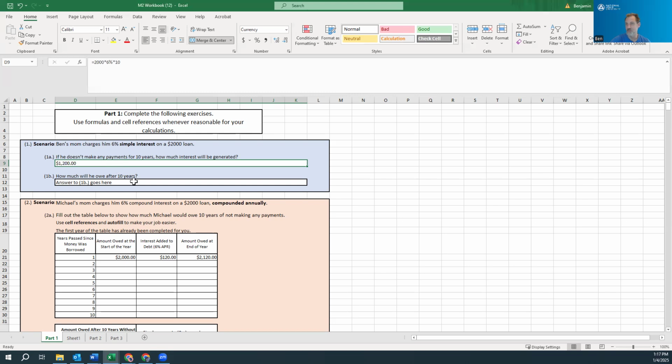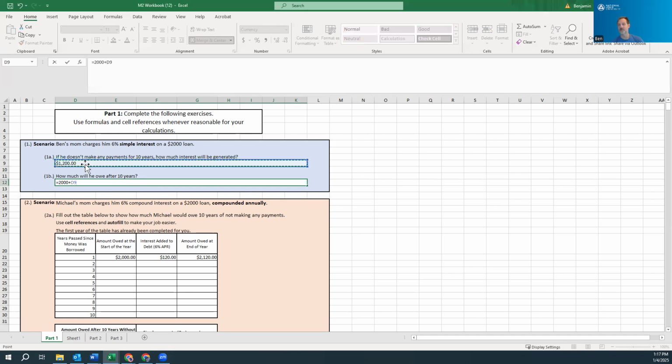How much will he owe after 10 years? Well, the $1,200, remember, is just the interest part of it. I still haven't made any payments. And so I still owe $2,000. So putting those together, and I'm going to use a cell reference here.